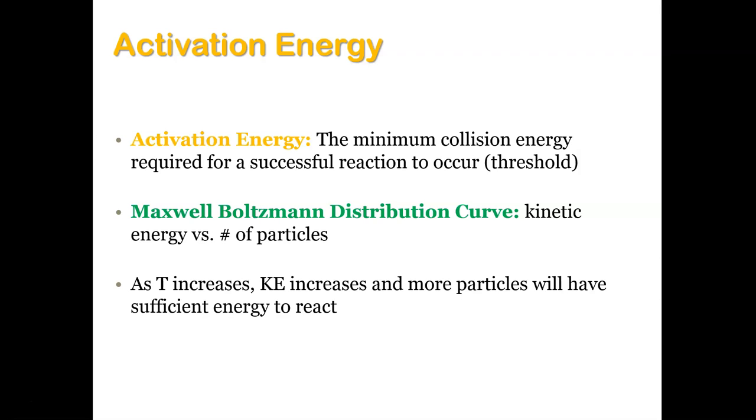So to continue on talking about energy, there is this concept of activation energy. Now, activation energy is the minimum collision energy required for a successful reaction to occur. Think of it like a threshold. If the kinetic energy of the reacting particles is not above that threshold, then there's no reaction happening. A Maxwell-Boltzmann distribution curve is a visual way of showing the kinetic energy versus the number of particles, and it is a nice way to see how many particles have a high kinetic energy, how many have a low kinetic energy. And as temperature increases, usually kinetic energy increases also.